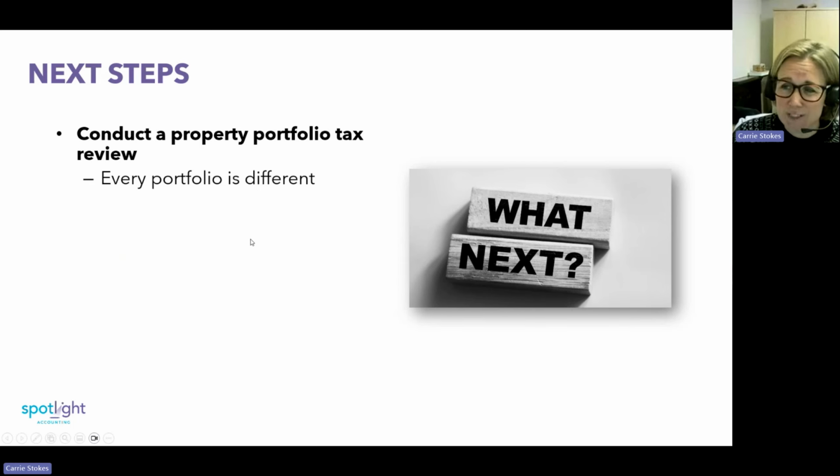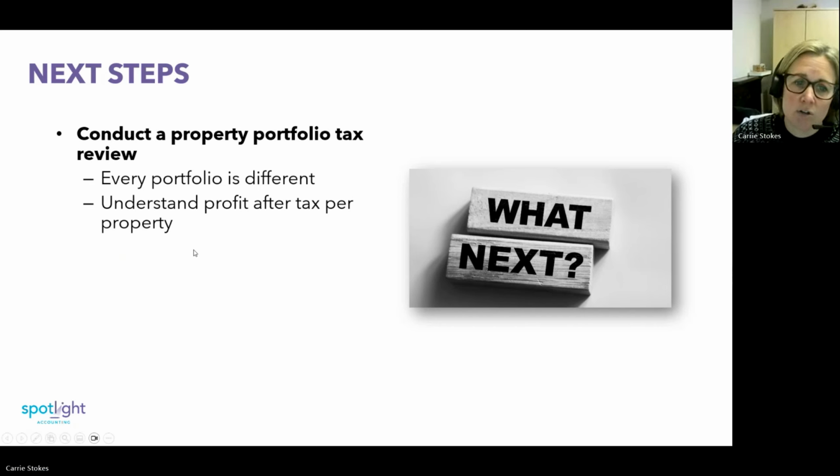You know, even just having a portfolio that's highly geared will have a different answer to one that has no borrowing on. Understand the profit and tax per property. You need to understand the returns that you're getting on your properties within your portfolio. And most landlords, when they do this, they can really identify the ones that just aren't generating the right amount of income for them. Now, it's not just on an income side of things.